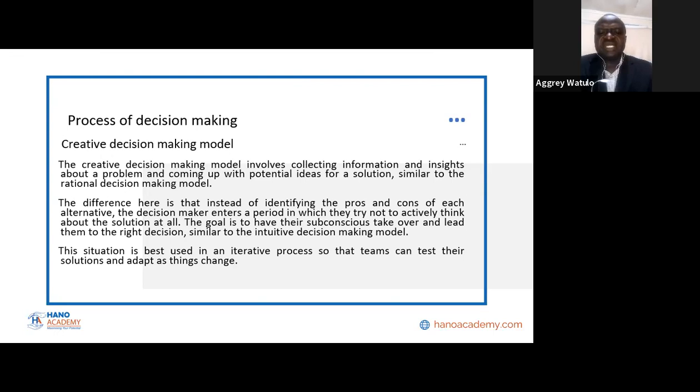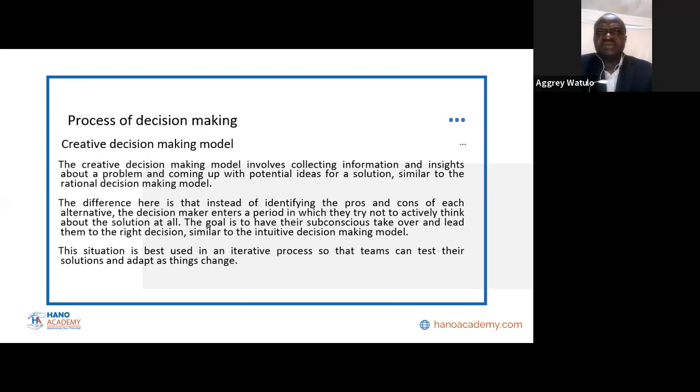This situation is best used in the interactive process so that teams can test their solutions and adapt as things change. So it's basically used for when teams want to adapt to change, but one thing that we need to understand is that it's also similar to the other model, which is the rational decision-making model.